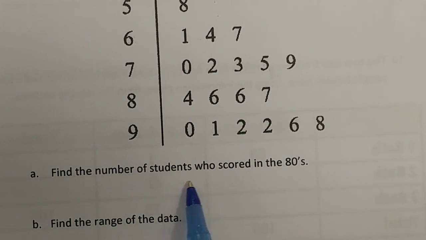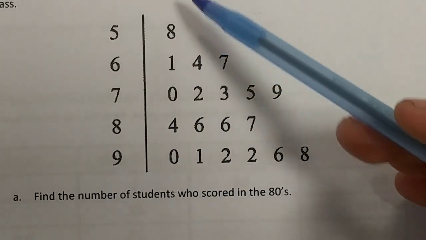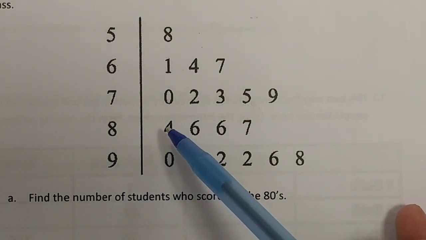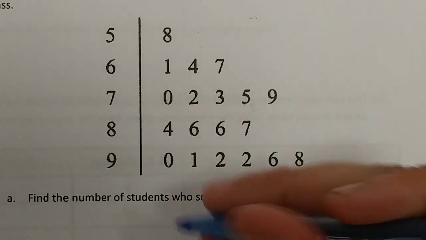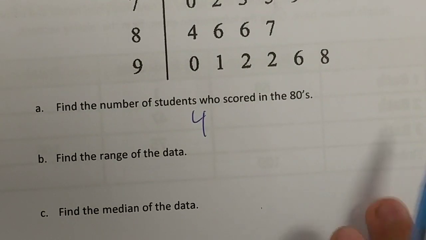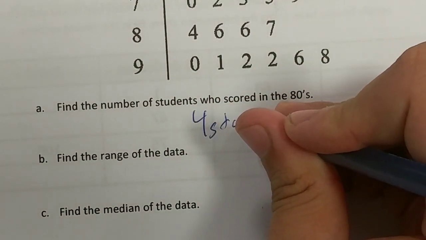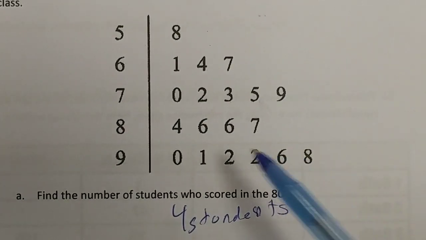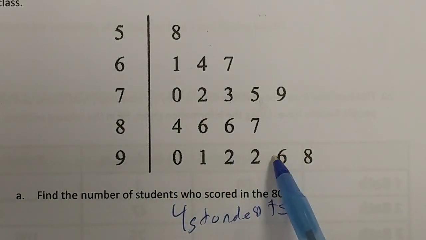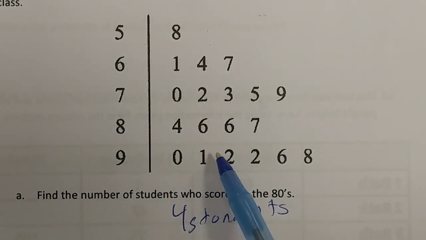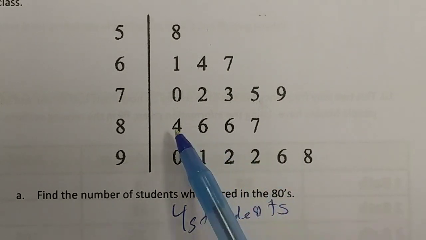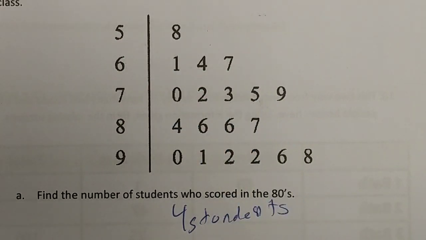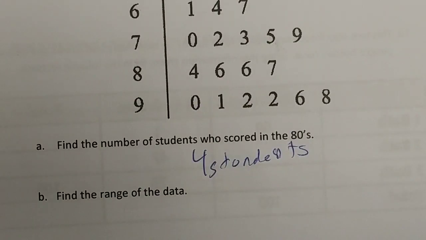Find the number of students who scored in the 80s. So in this stem and leaf plot, the 80s is represented in this column. So you have 1, 2, 3, 4. There are 4 students that scored in the 80s. Not a bad number, honestly. It's a big class. Let's see, 1, 2, 3, 4, 5, 6, 7, 8, 9, 10, 15, 19 people. That's quite a bit.